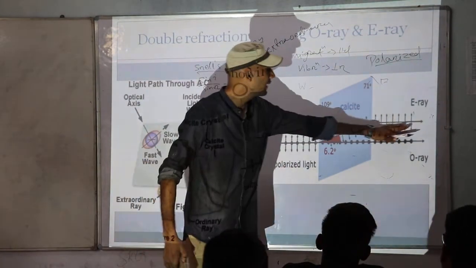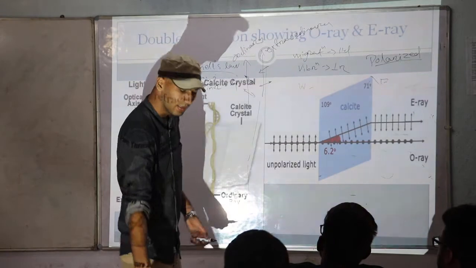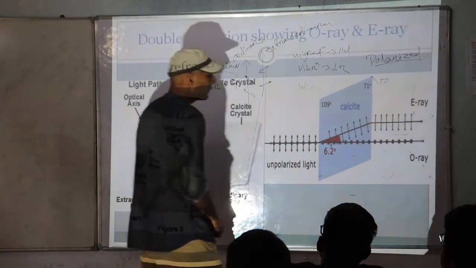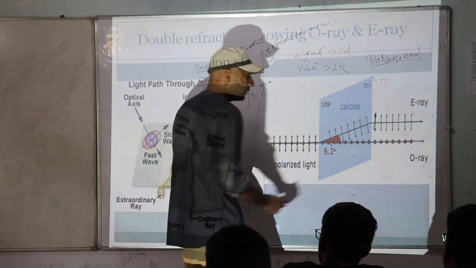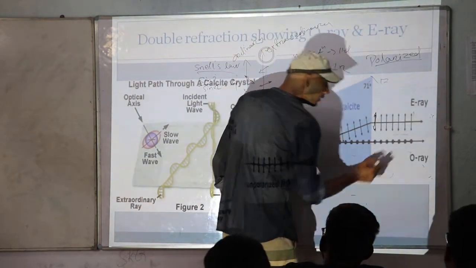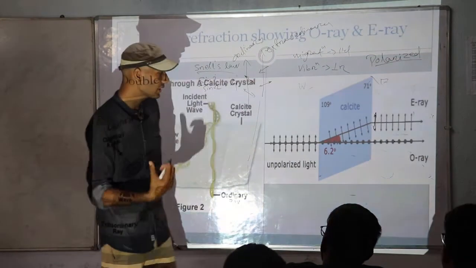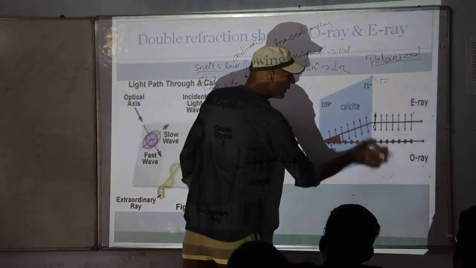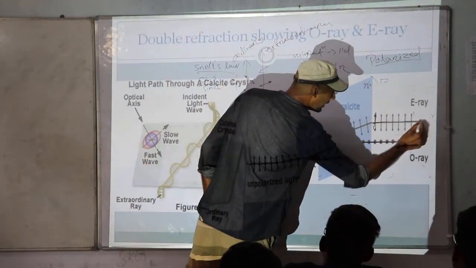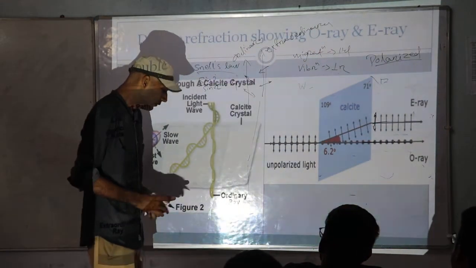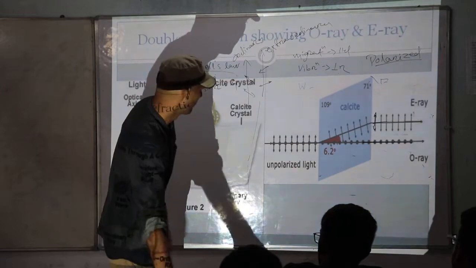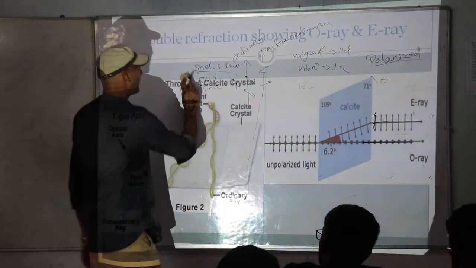Both of them are migrating parallelly, but the vibrations are perpendicular. You can see here, it is vibrating parallel to the board and it is vibrating towards the board. That means inside the board and outside the board, right? So both of them are migrating in a parallel direction but vibrating perpendicular to each other. Okay. So this is your double refraction.